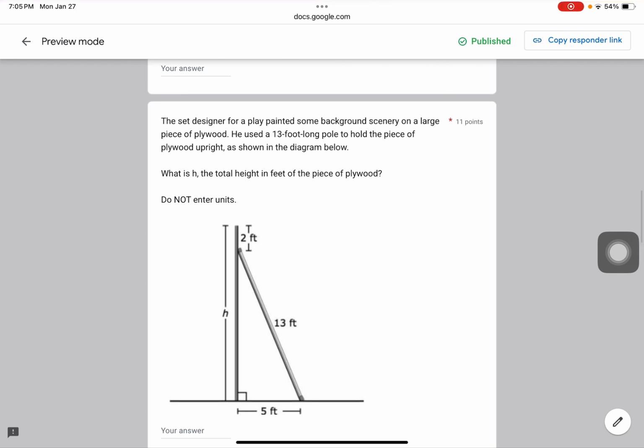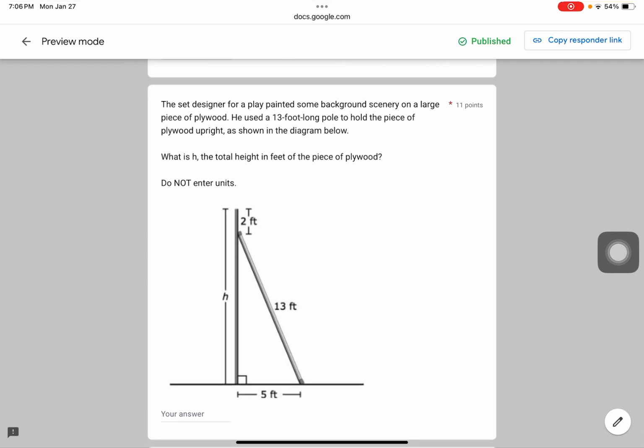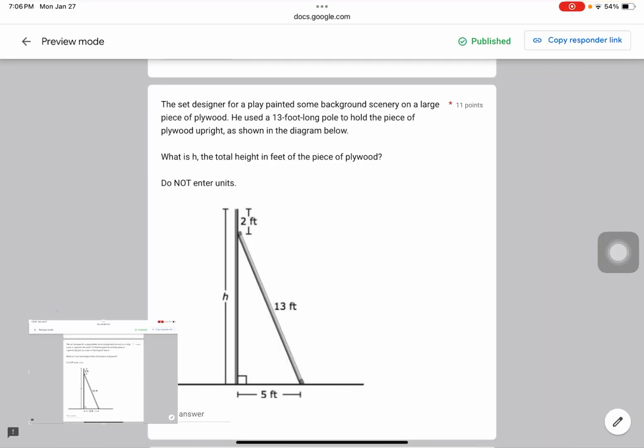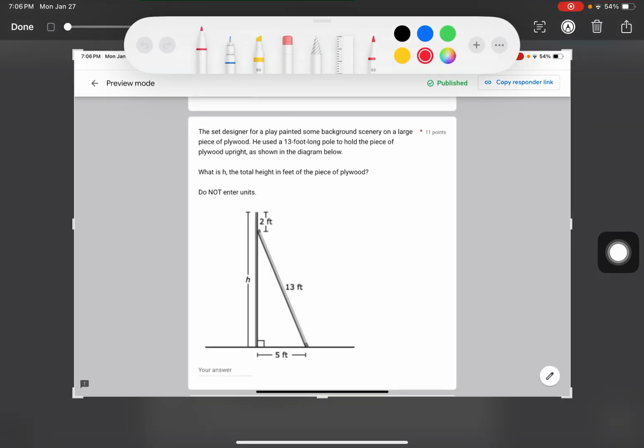Now the most important thing on these problems is you have to figure out what you're looking for. First figure out what C is. If you go across from the right angle, that's C. So C is 13. The 5 is going to go in A or B. We're not looking for C, we're looking for A. We were given C.